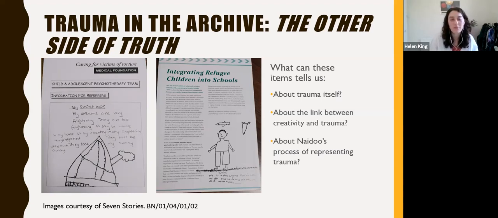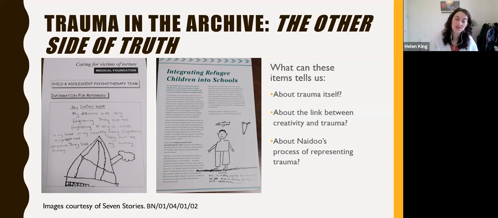So this first image on the left, this child has drawn an image, and they talk about their secret book, and they say, "My dreams are very frightening. They are too frightening to say in words. In my house, in my country, many frightening things happened." So this child writes about their trauma as a secret thing, as something which cannot be said in words. This can refer us back to the model of trauma that we saw at the very start of this lecture, where trauma resists speech, where it can be unspeakable for the person experiencing it and then returns later in dreams.